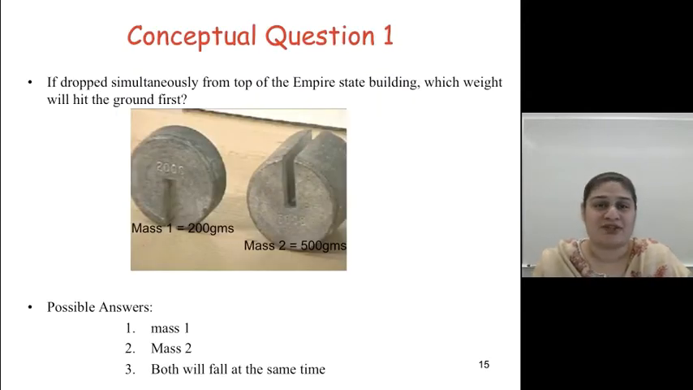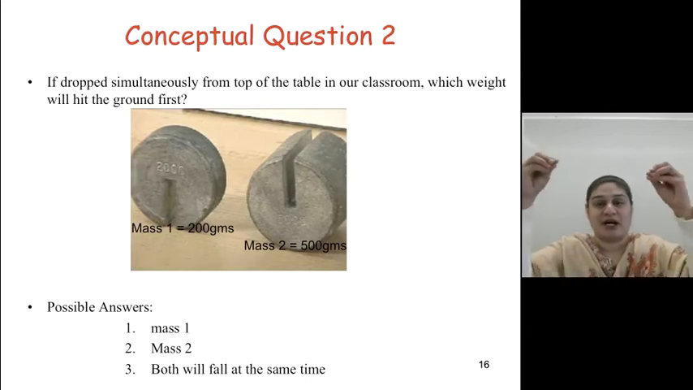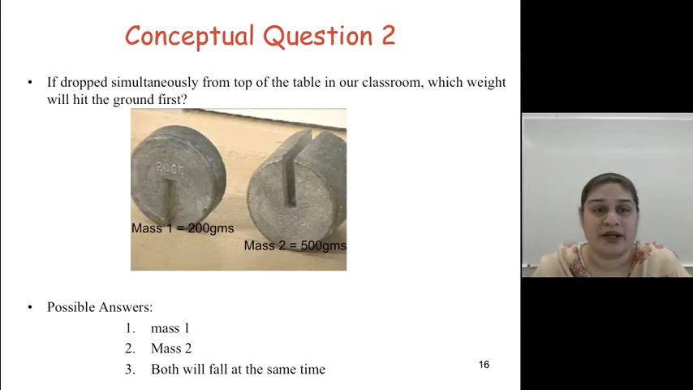Now let's try to answer those concept questions that we were talking about before. If dropped simultaneously from the top of the Empire State Building, which weight will hit the ground first? Our possible answers are mass 1, mass 2, or both will fall at the same time. You should be able to answer that with absolutely mass 2. It will fall faster. Then concept question 2 was, if dropped simultaneously from the top of a table in our classroom, which weight will hit the ground first? Mass 1, mass 2, or both at the same time? Yes, they will both fall at the same time.